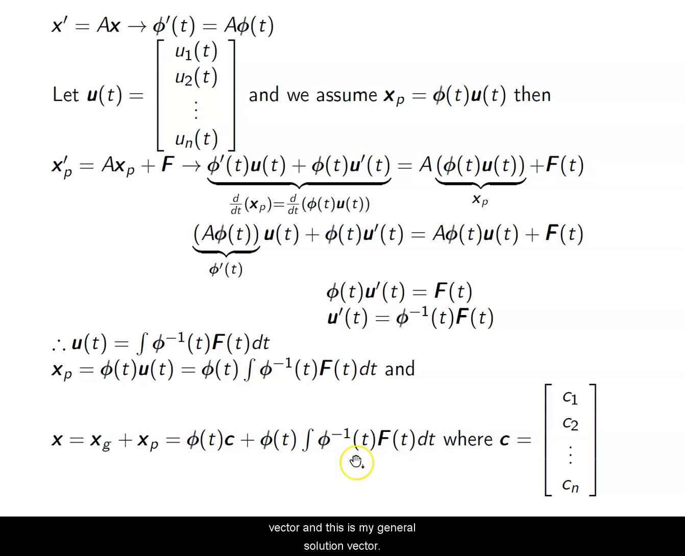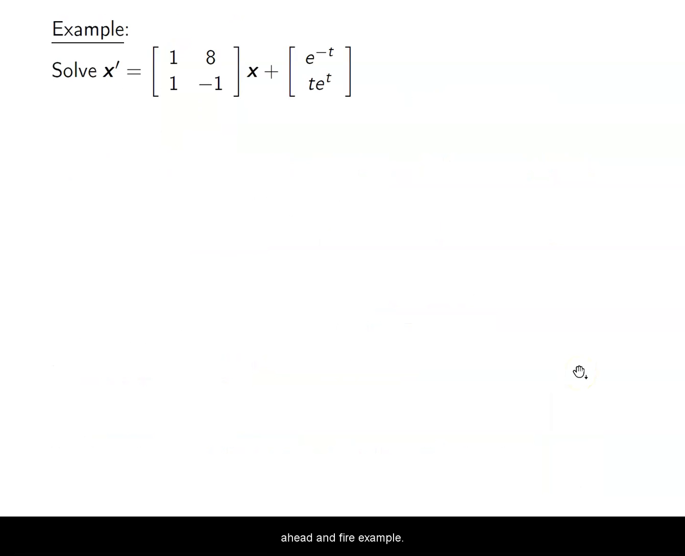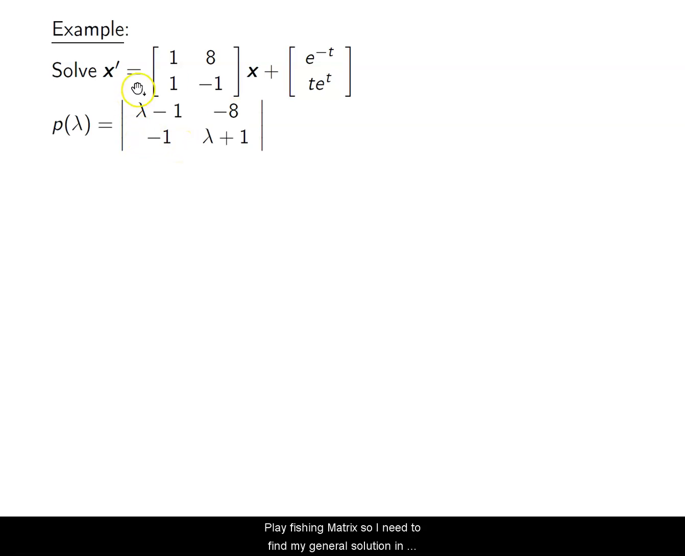Now notice that this is somewhat similar to what we would have when we were looking at Laplace transforms, just the form of this integral. Just going to throw that out there right now. So let's go ahead and start our example. Solve x prime equals A times x plus f. Here for our forcing functions, we have some exponentials, which is generally pretty nice. And then we have our coefficient matrix. So I need to find my general solution.